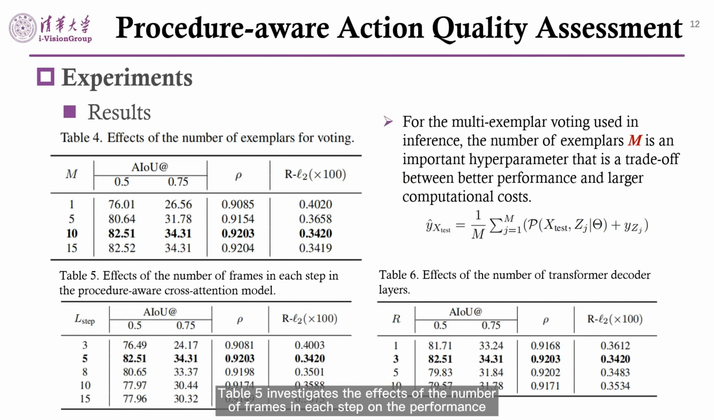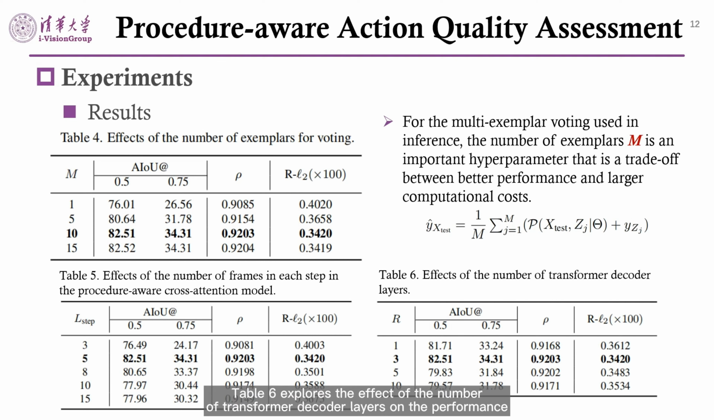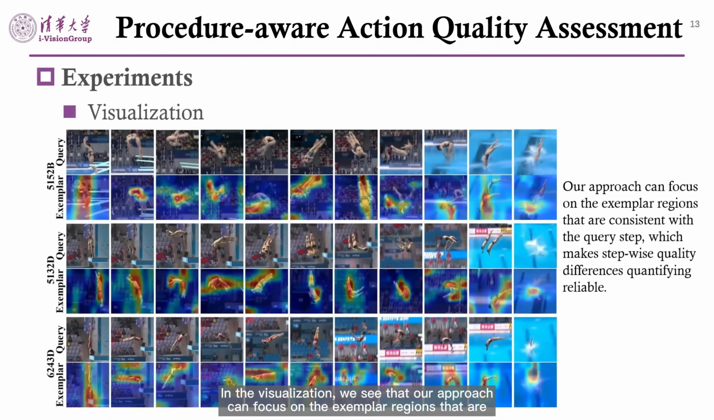Table 5 investigates the effects of the number of frames in each step on the performance of action quality assessment. Table 6 explores the effect of the number of transformer decoder layers on the performance of action quality assessment. In the visualization, we see that our approach can focus on the exemplar regions that are consistent with the query step, which makes stepwise quality differences quantifying reliable.